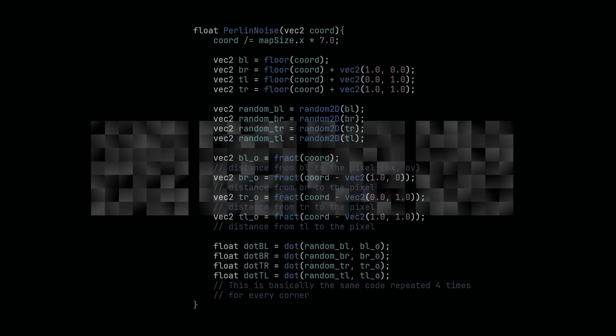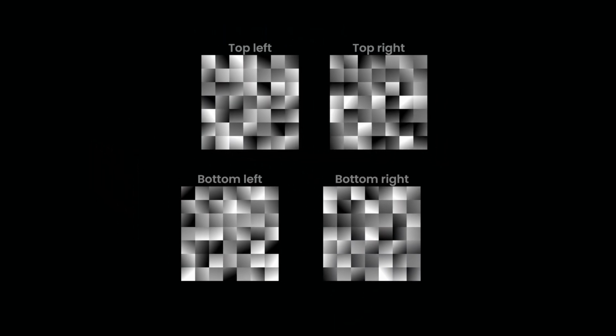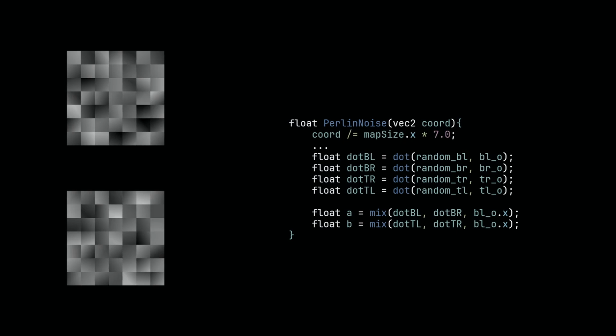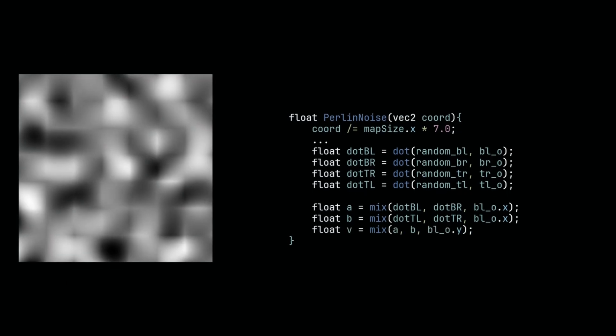Typically the maps are first blended horizontally, so we can lerp between the upper left and the upper right maps, and the lower left and the lower right maps, using the OX. Once the horizontal blending is complete, the resulting maps are blended vertically by lerping between the two horizontally blended maps, using the OY. There is a slight issue here.